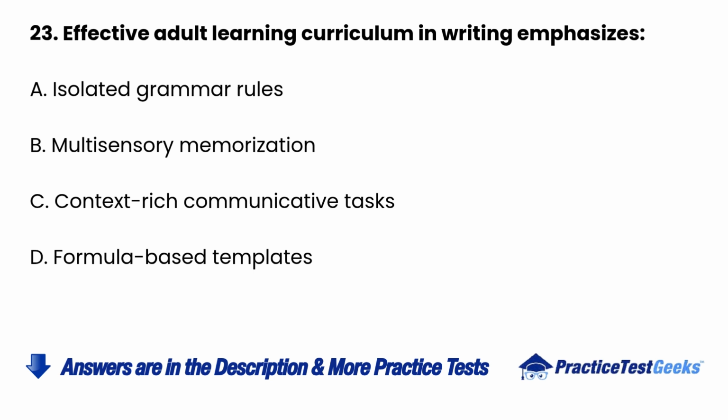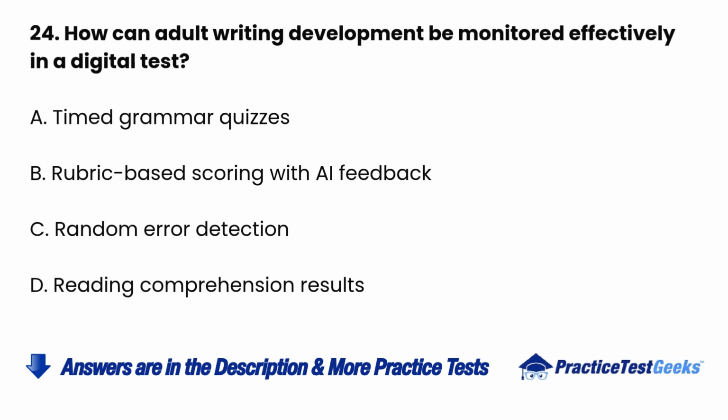Isolated grammar rules. B. Multisensory memorization. C. Context-rich communicative tasks. D. Formula-based templates. 24. How can adult writing development be monitored effectively in a digital test?